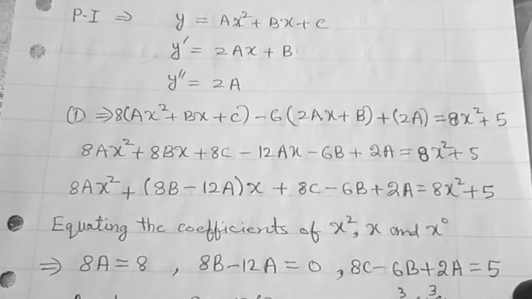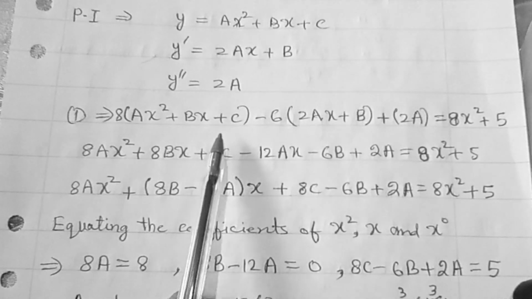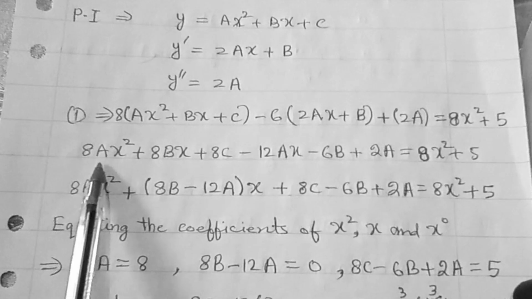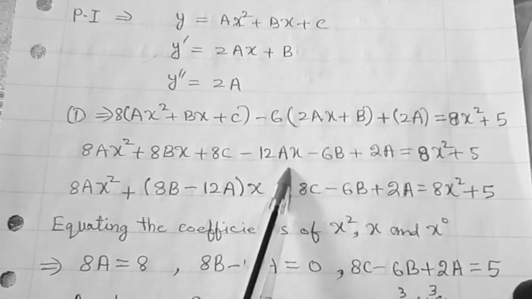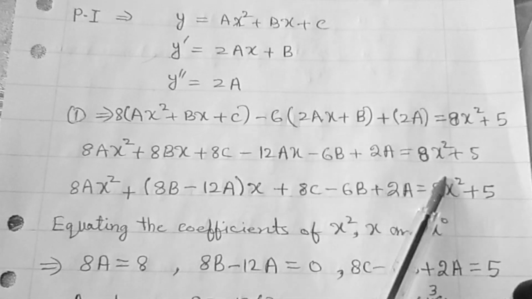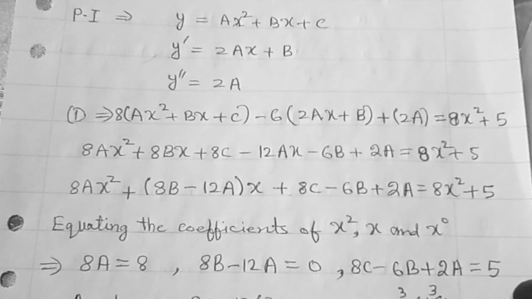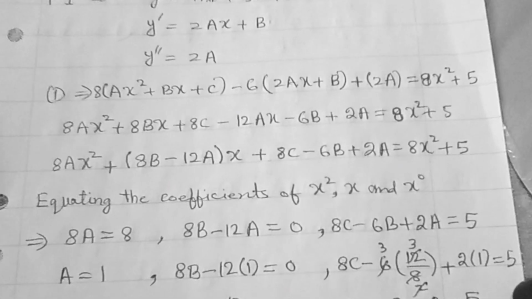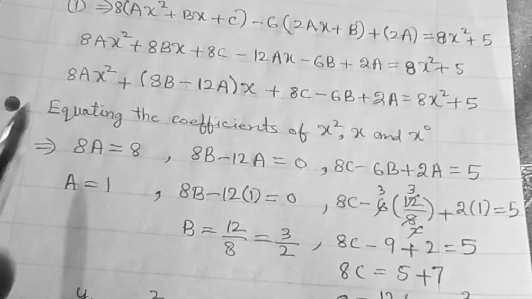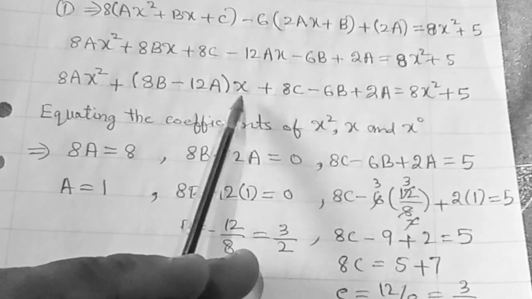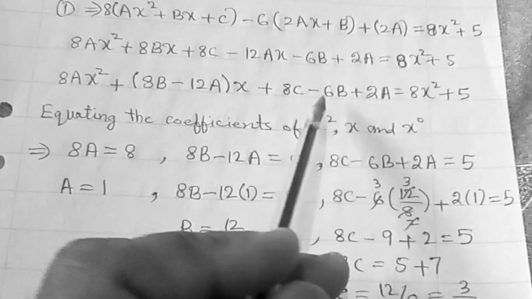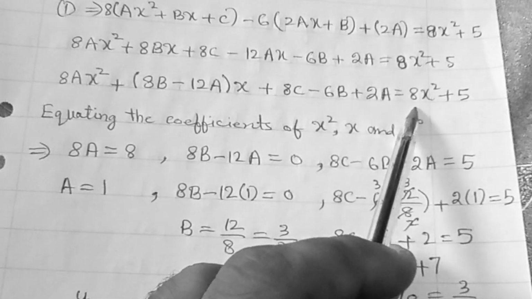Now multiply by 8 to the entire term, that is 8ax square plus 8bx plus 8c minus 12ax minus 6b plus 2a is equal to 8x square plus 5. Now we have to arrange all the terms in terms of x, so first we will write the higher power of x term, that is 8ax square, then the coefficient of x, that is 8b minus 12a, plus the rest of all terms 8c minus 6b plus 2a is equal to 8x square plus 5.